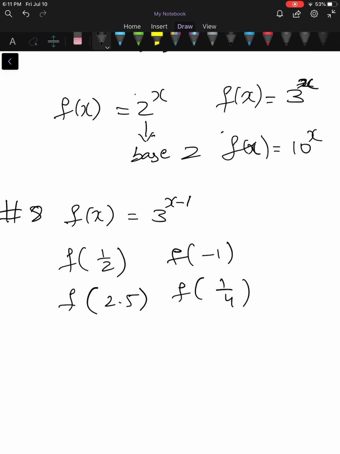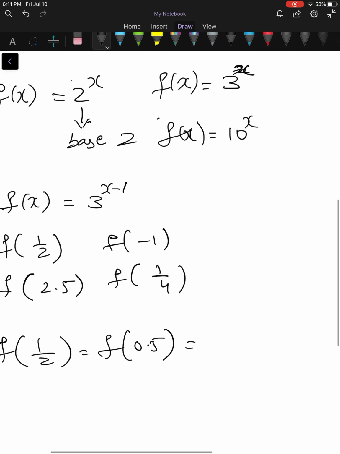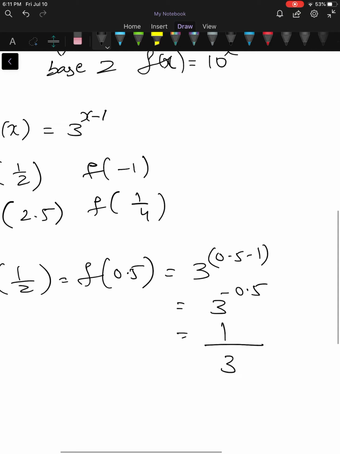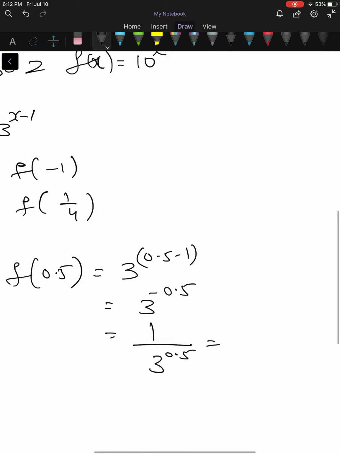So f of half is nothing but f of 0.5, correct? So that is nothing but 3 over 0.5 minus 1, so that would be 3 over negative 0.5. That is nothing but 1 over 3.5. Okay, so let me calculate what is 3.5.